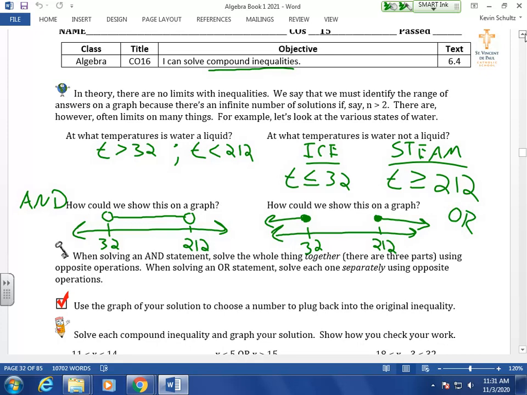Okay, the other one's going to be an or. Because for water to not be a liquid, one or the other must be true. It must be 32 or below, or 212 and above. So the difference between an and and an or statement: an and statement has two conditions that must be met. An or statement is one or the other. Make sense?